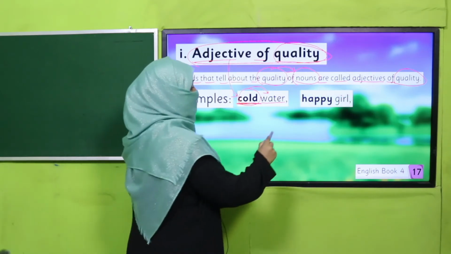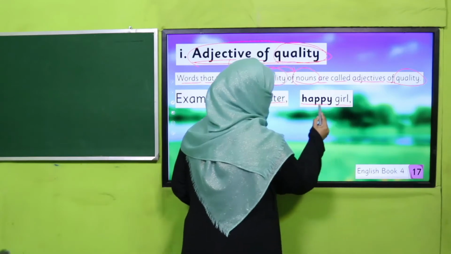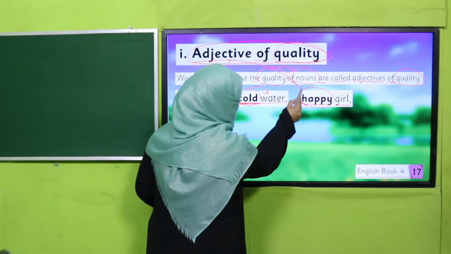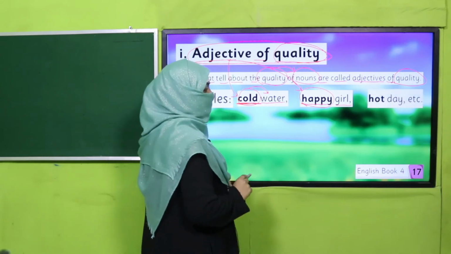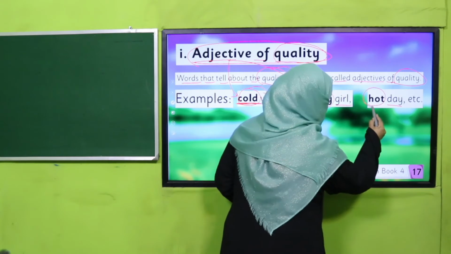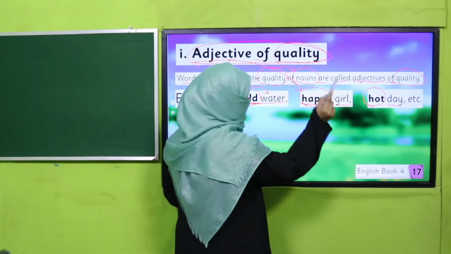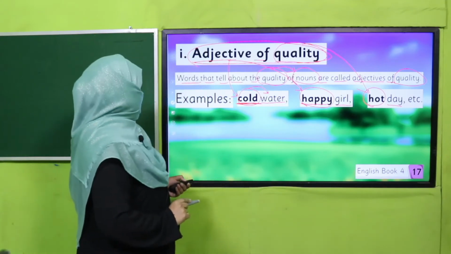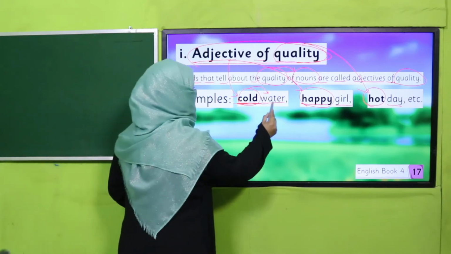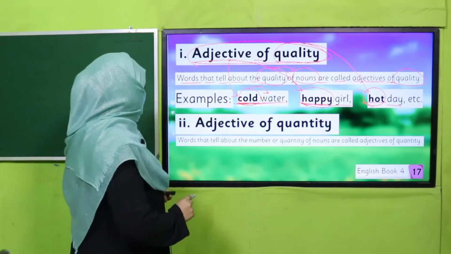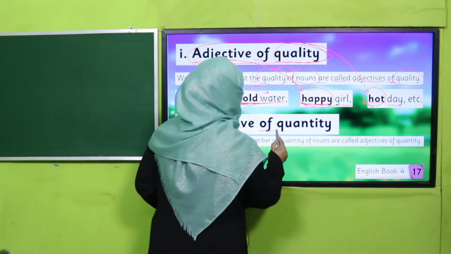Next is happy girl. Girl is a noun and what is her quality? She is happy. So happy is adjective of quality. Hot day. Day is a noun. And what type of day is it? It is hot. That's why it's adjective of quality, right? So all these, cold, happy, hot, are adjectives of quality.